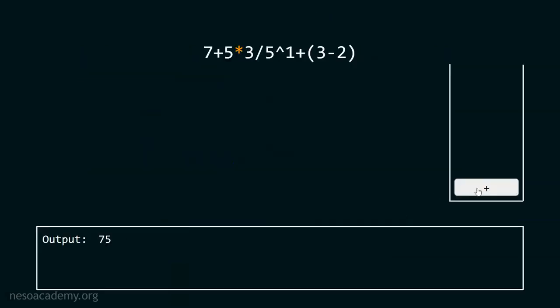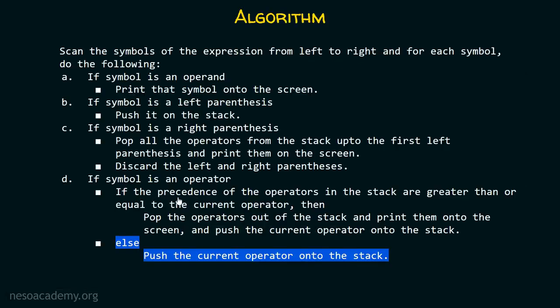Currently, you can see there is just one operator in the stack, right? We have to compare these two operators, star and plus. You can see that star has greater precedence. Isn't that so? Star obviously has a greater precedence or priority than plus. Therefore, we can simply push this symbol onto the stack.